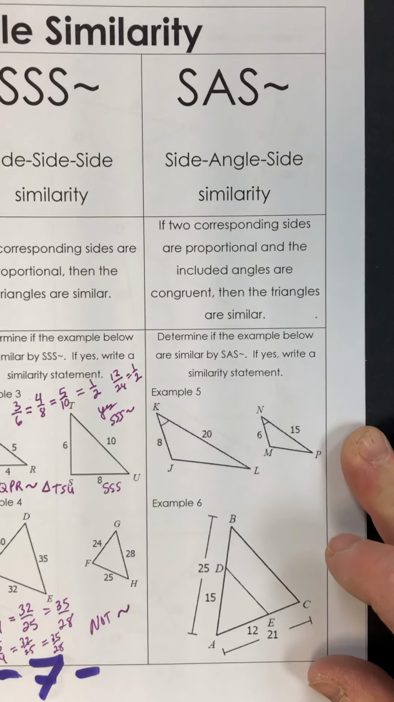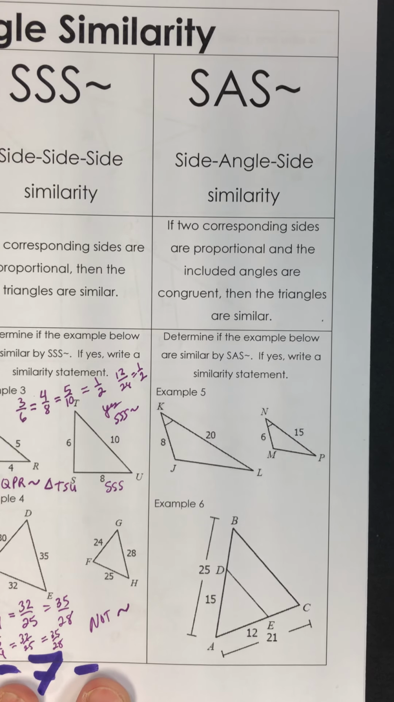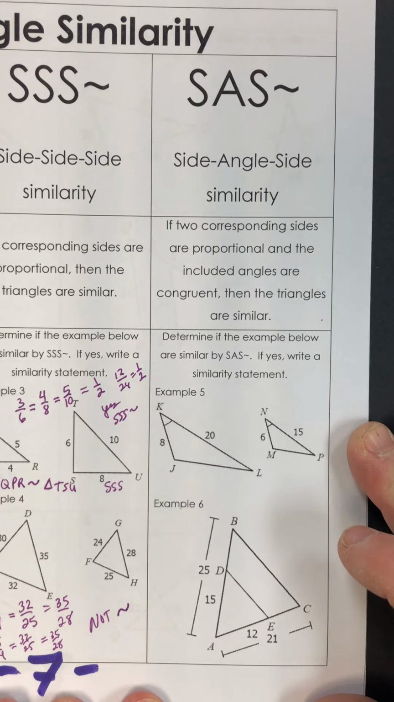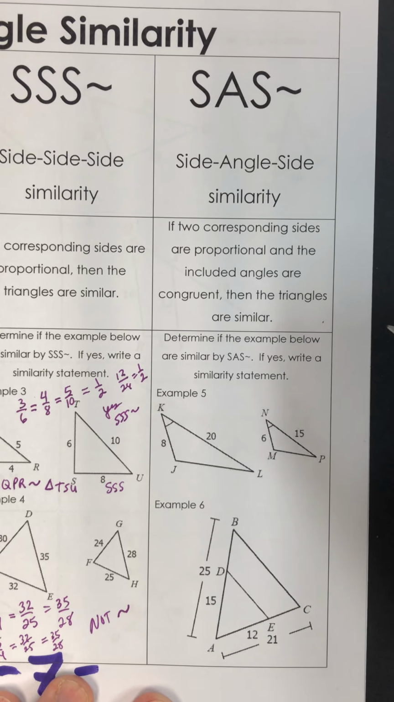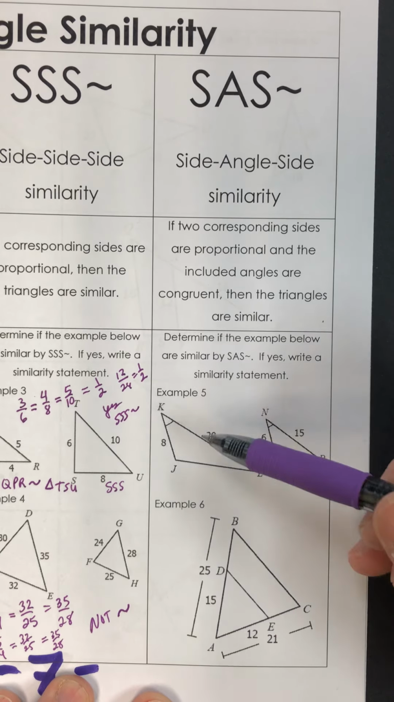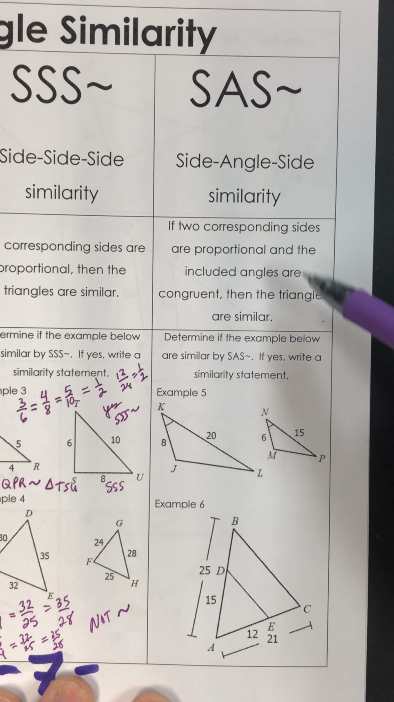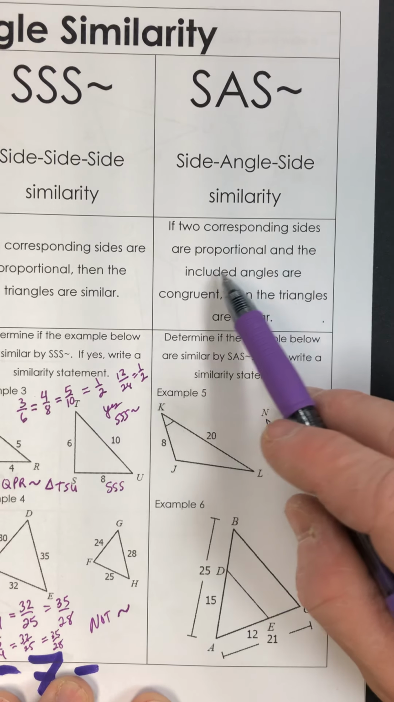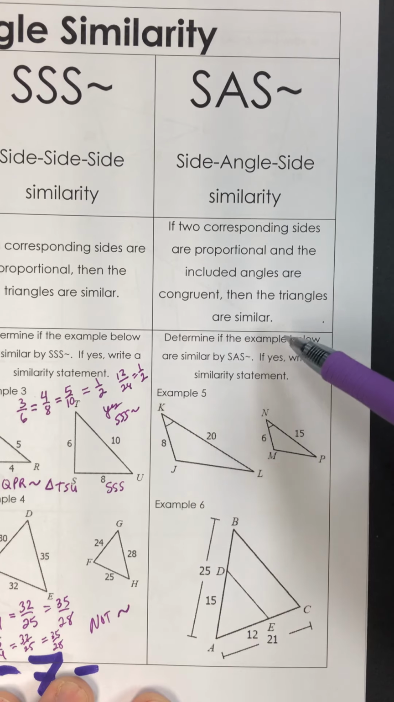Okay, side angle side similarity. So this is the third rule that we can use to show that two triangles are similar, is if you have two sides that are proportional, okay, and the angle in between them would be congruent with the same angle in the other figure. So if two corresponding sides are proportional and the included angles are congruent, then the triangles are similar.